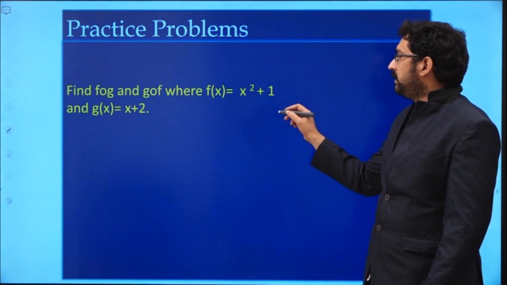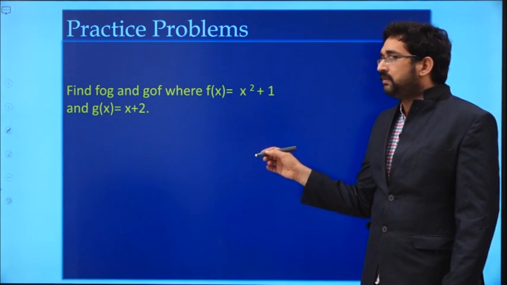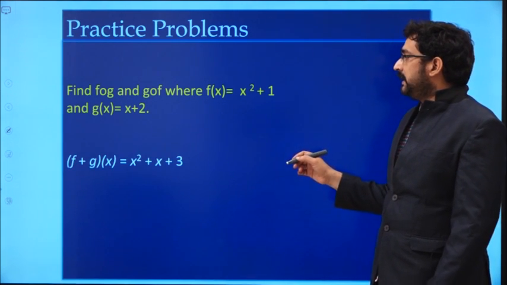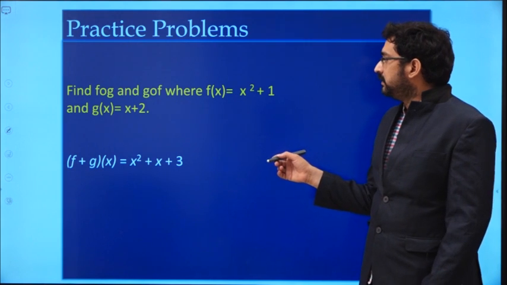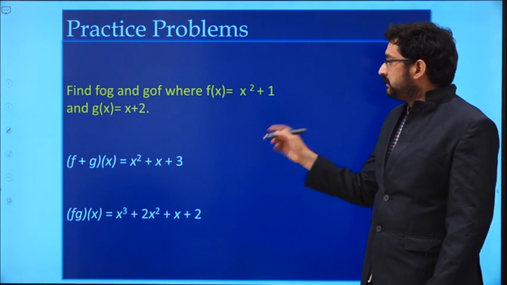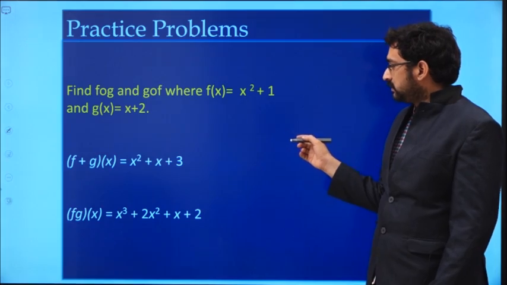Here f of x equal to x square plus 1, g of x equal to x plus 2. We have to find f circle g and the addition and subtraction.